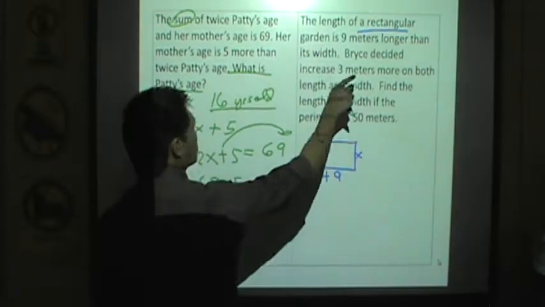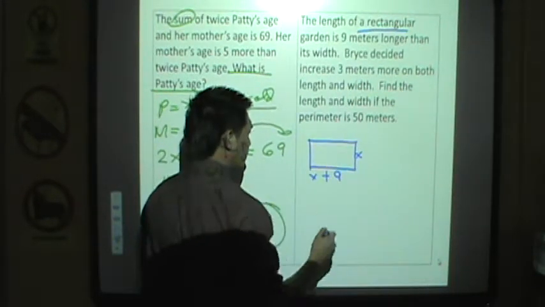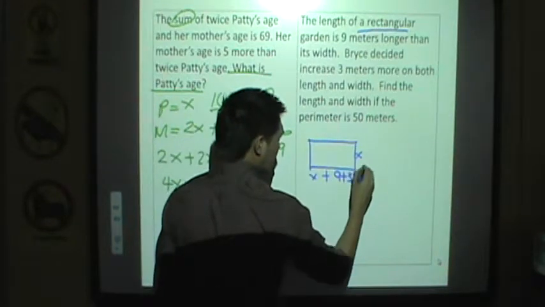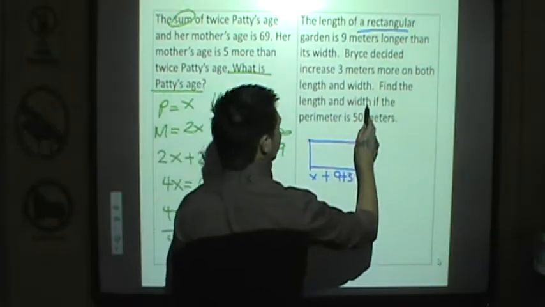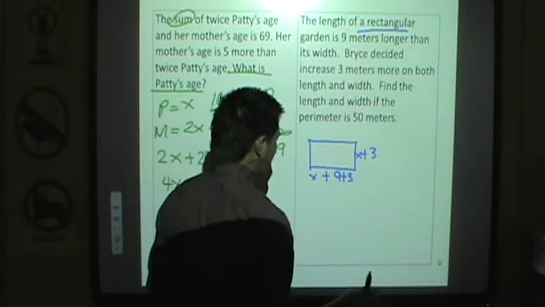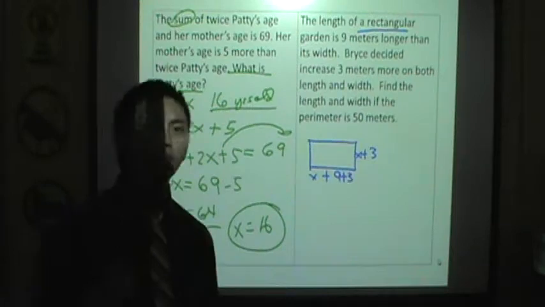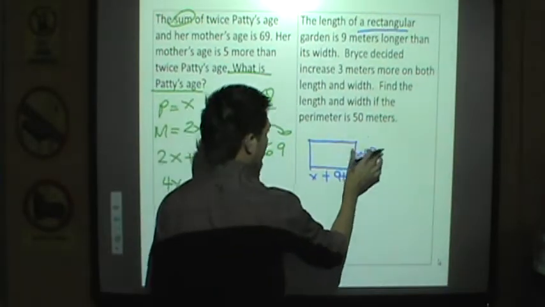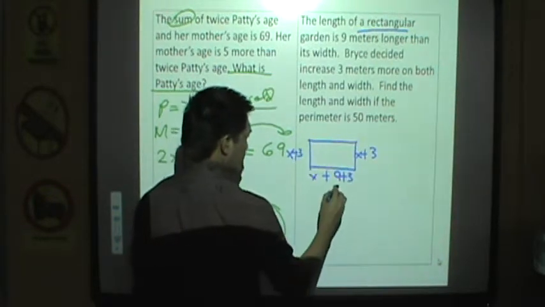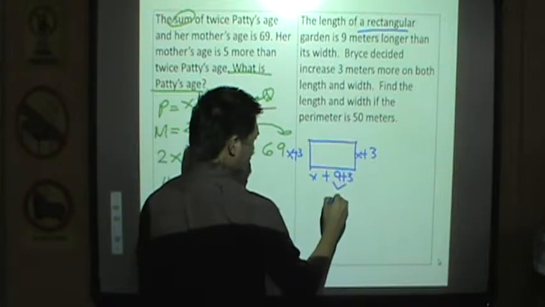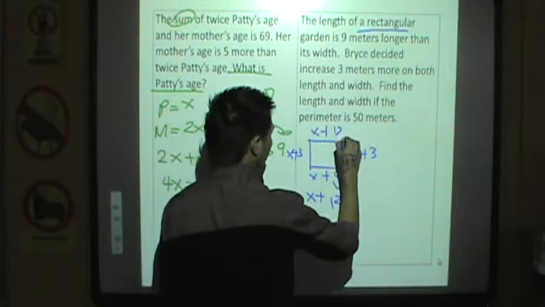But Bryce decided to increase by 3 meters more on both length and width. So this is plus 3, and that is plus 3. The question is, find the length and the width if the perimeter is 50. Perimeter means you have to add all the sides. Since this is a rectangle, if this is x plus 3, this is also x plus 3. So let's add these two. 9 plus 3 gives us 12. So if this is x plus 12, that's also x plus 12.